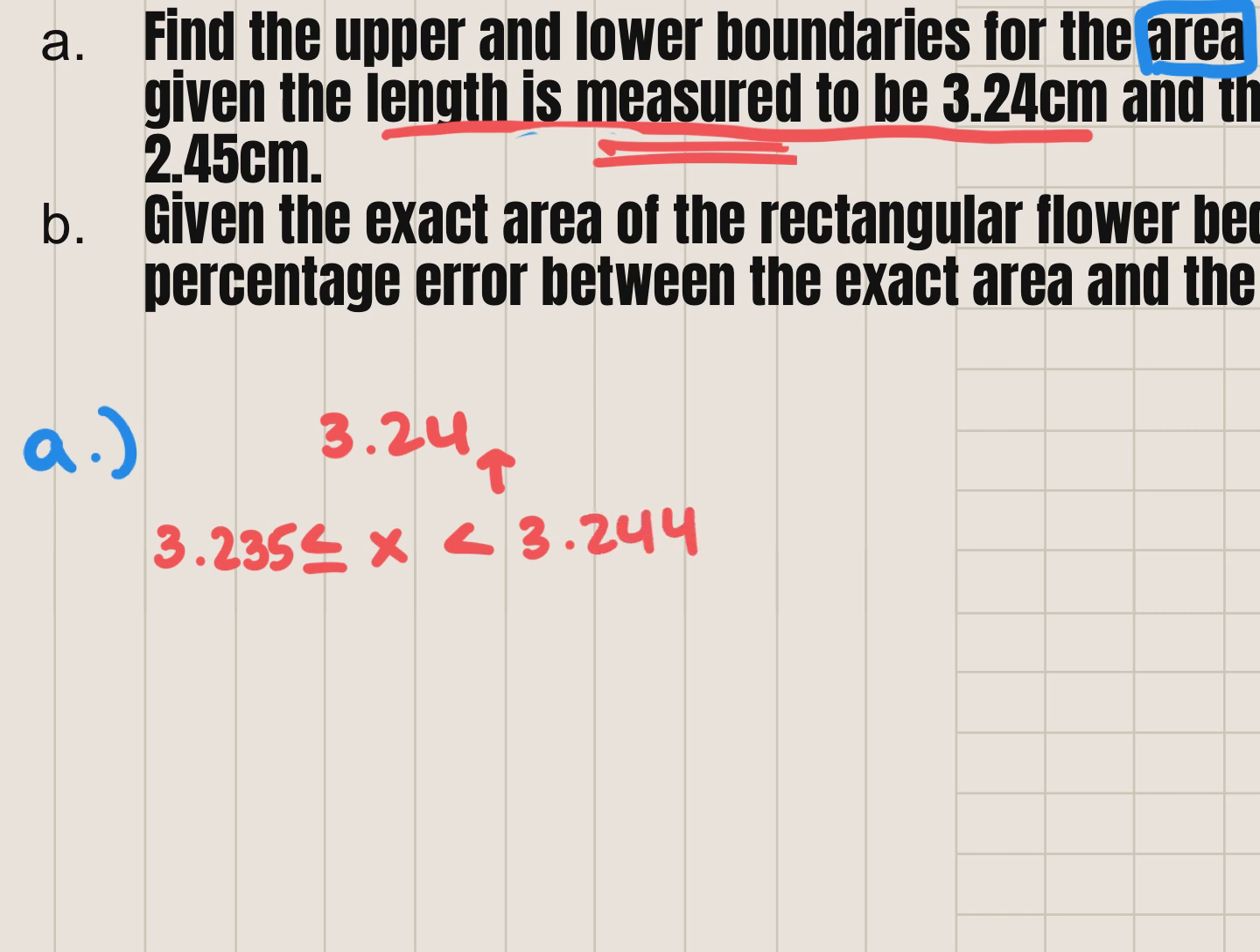3.244. They want that cap to be something that rounds down to 3.24. The issue is if we make this our upper bound, we are excluding numbers like this, that would also technically round down to 3.24. Okay? So instead, I make my upper boundary 3.245. Even though this number doesn't round down to 3.24, that's fine because we don't have an equal to bar here. Okay? So there are my upper and lower boundaries for the length.